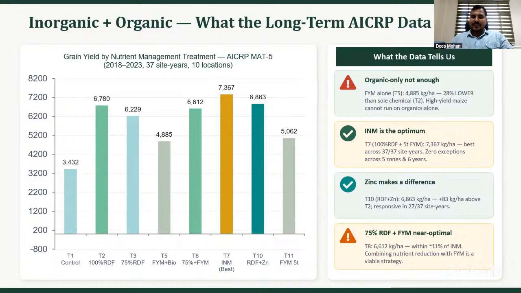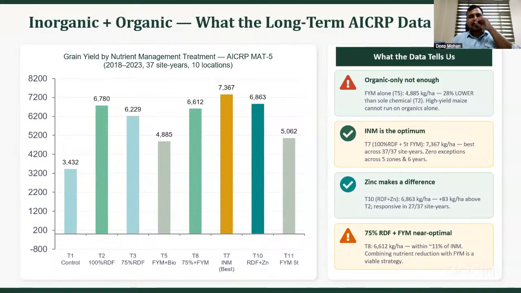So it gives about 9 to 10% more yield, about 600 to 700 kg of grain per hectare, without any cost of extra inorganic fertilizer. Treatment 8, in treatment 8, we reduce to 75% RDF, and then additional nutrient is provided through the FYM. Yield is not hampered with the inclusion of the FYM or the organic sources.